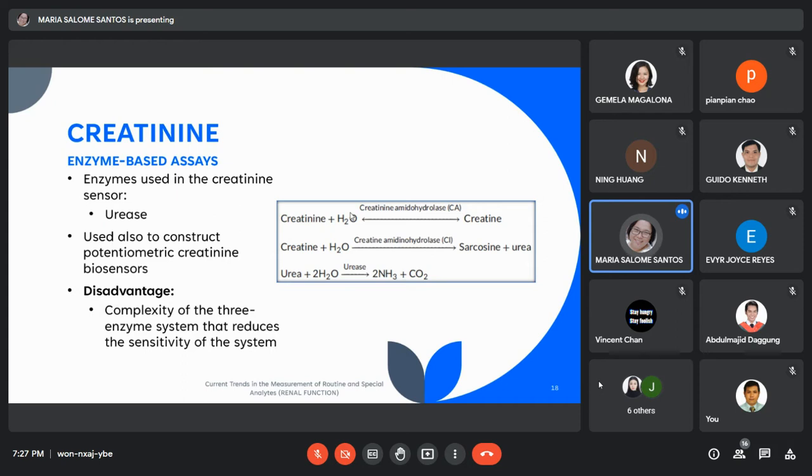Lastly is urease, which is also used to construct potentiometric creatinine biosensors. And the disadvantage of this method is the complexity of the three-enzyme system that reduces the sensitivity of the system itself.